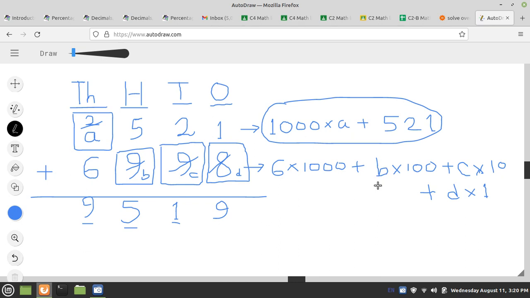So why are we writing the letters? Because we don't know initially, at the beginning, what the values of the missing digits are. So that is why we are writing letters, symbols that can take any value.